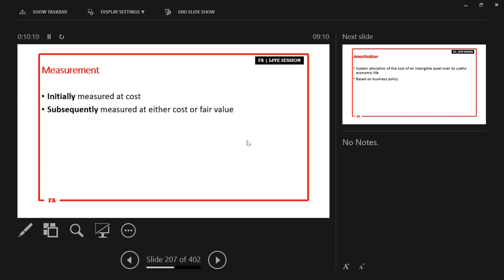For instance, if you bought some land, you can't continue carrying it at the price at which you bought it. The land has now appreciated, isn't it? Yes. Can we proceed?